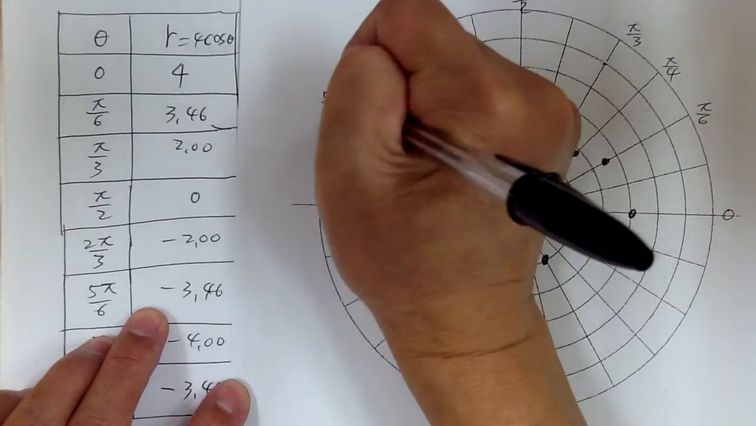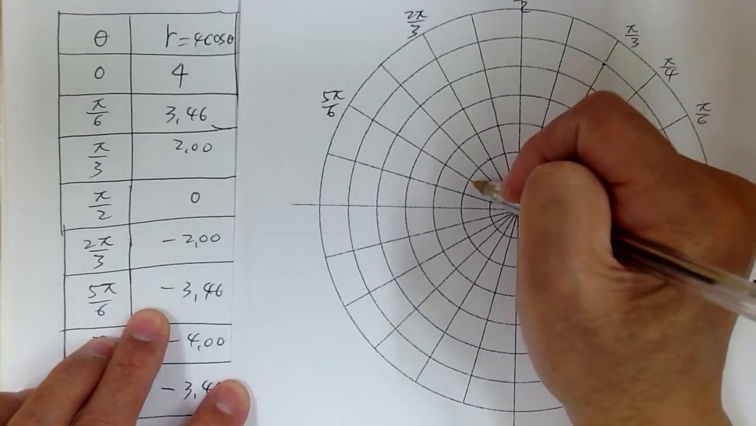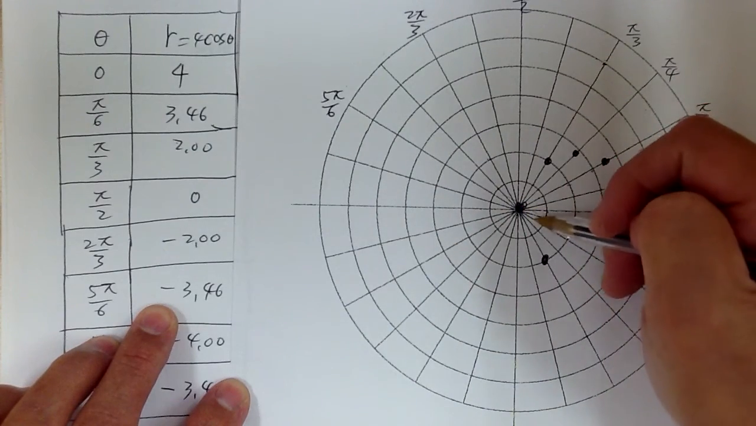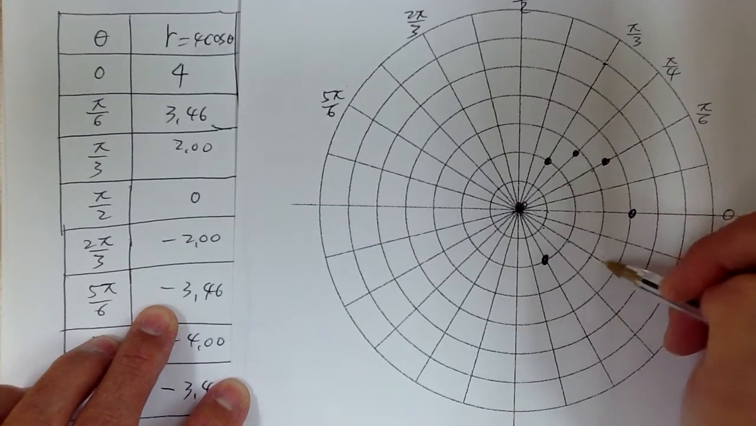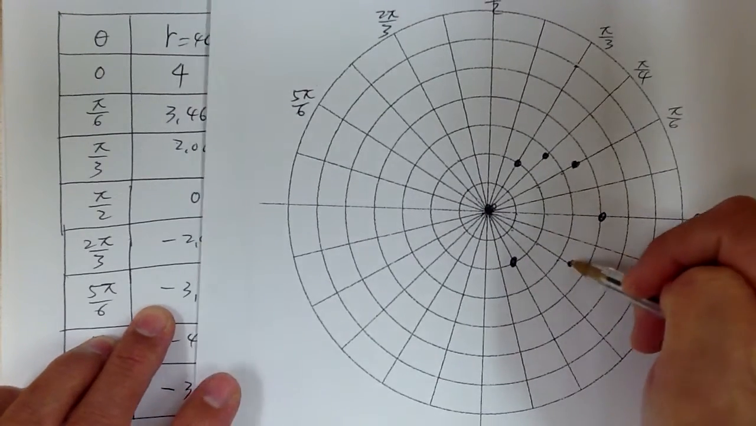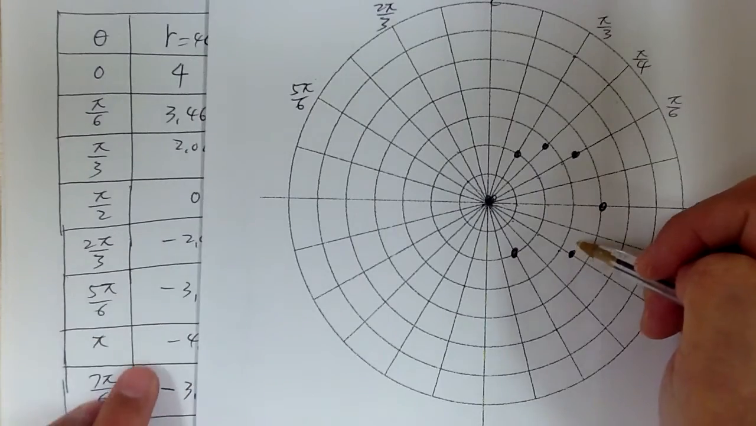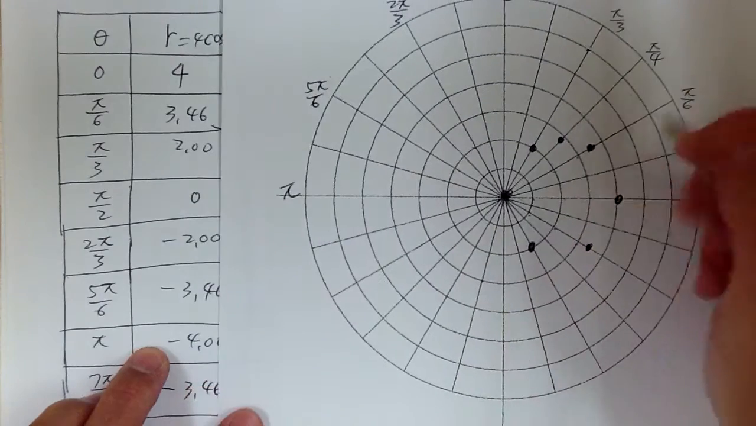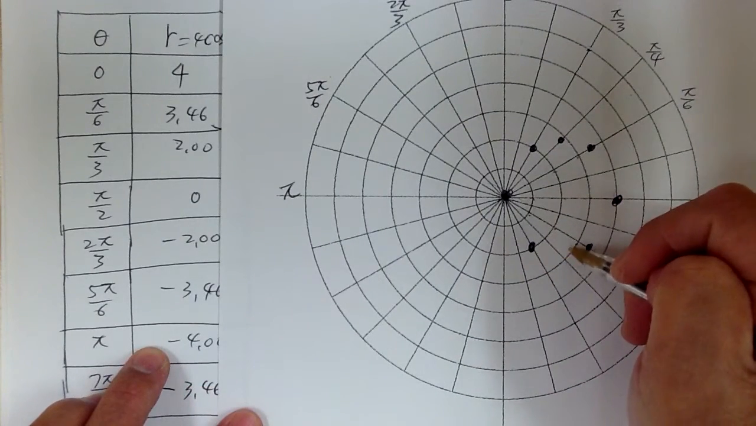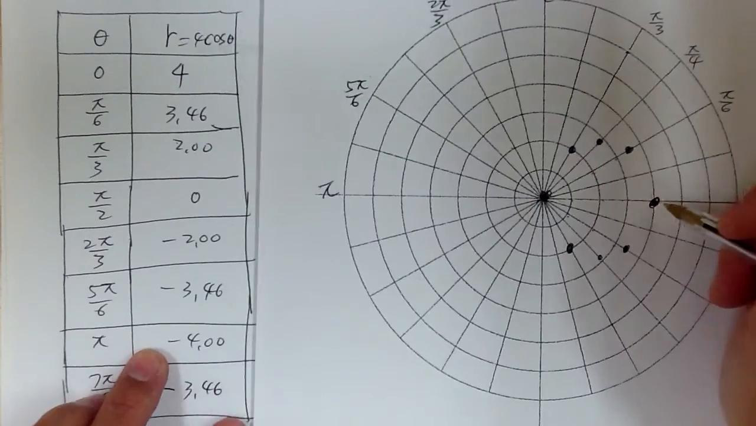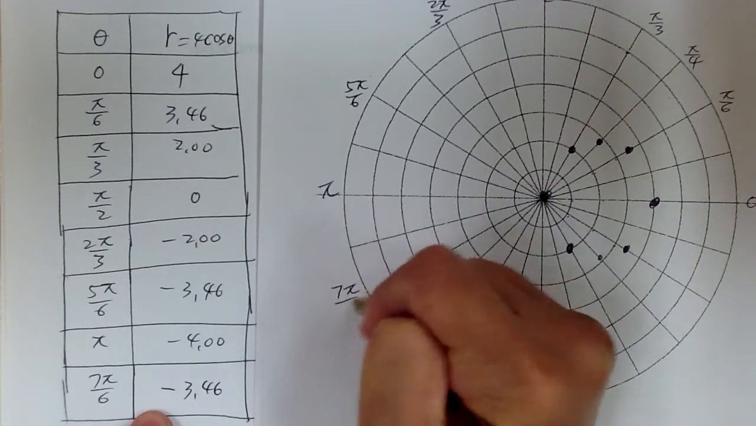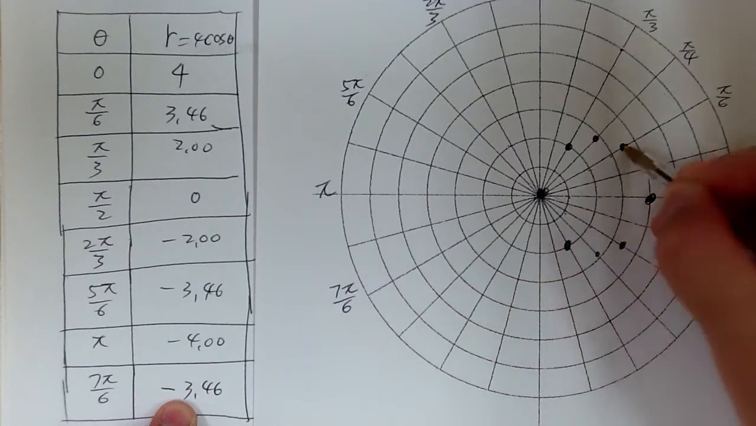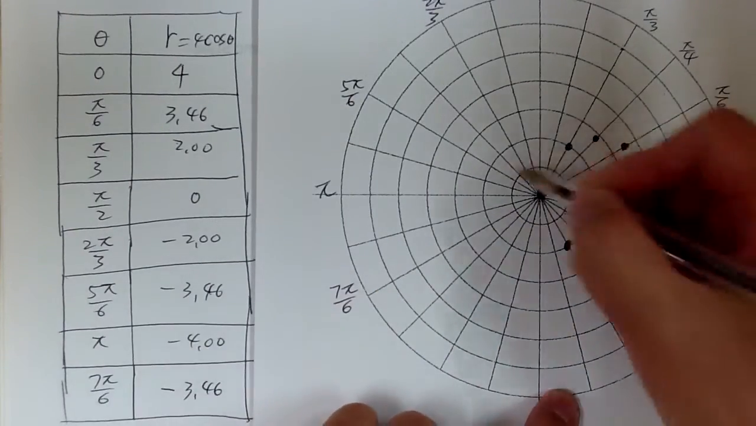Now 5 pi over 6 is over here, but again, radius is negative 3.5, so instead of going this way, you need to go this way, so 1, 2, 3, 3.5, so right over here. Okay, and when it's pi, right over here, the radius is -4, so you have to go this way, so you end up with the same point. So now it's going to repeat the points. And at 7 pi over 6, over here the radius is -3.5, so you have to go opposite direction, you end up at the same point. And as you continue, it's going to repeat.